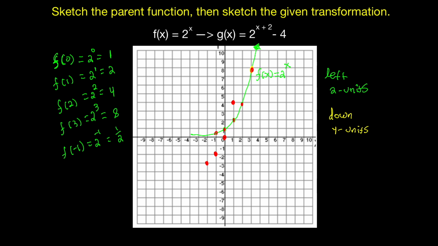And here, I can already see that this sketch of this graph is going to be something like this. The sketch of this graph is going to look something like this. And that would be g of x.